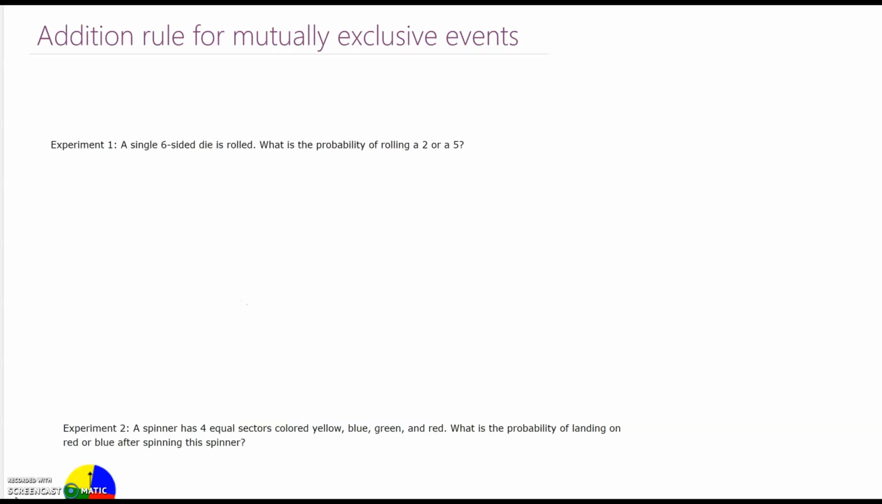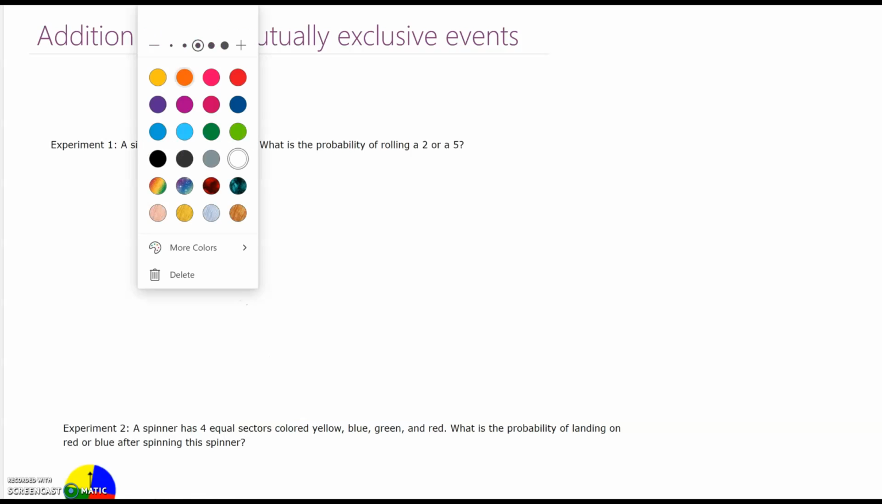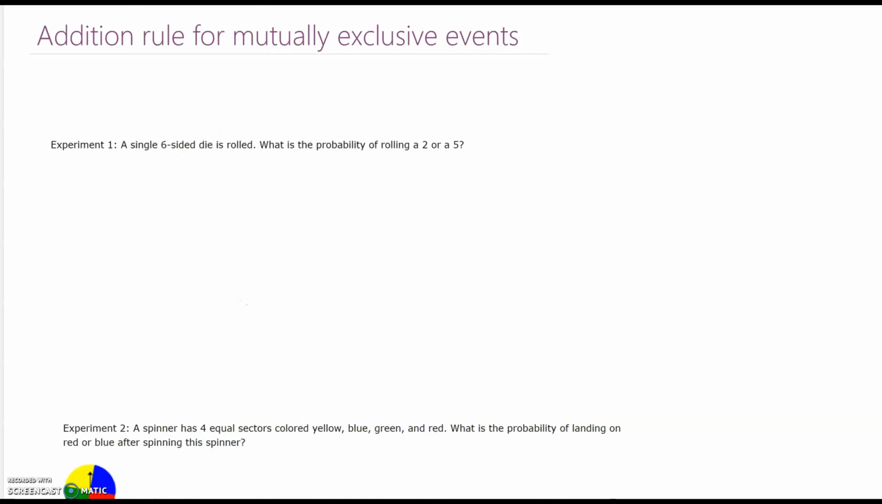Okay, so the first one is we've got an experiment. A single six-sided dice is rolled. What is the probability of rolling a 2 or a 5? The first thing I want you to think about is whether this is mutually exclusive or not. And it is. If we draw our Venn diagram, we can see that we have the event which is a 2, and the event which is a 5, and there's one way we can get a 2 and one way we can get a 5. There's no overlap between those two events.